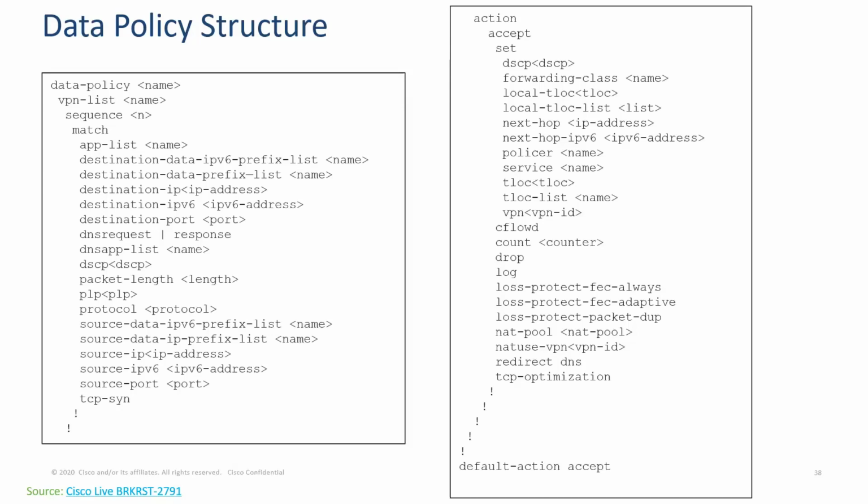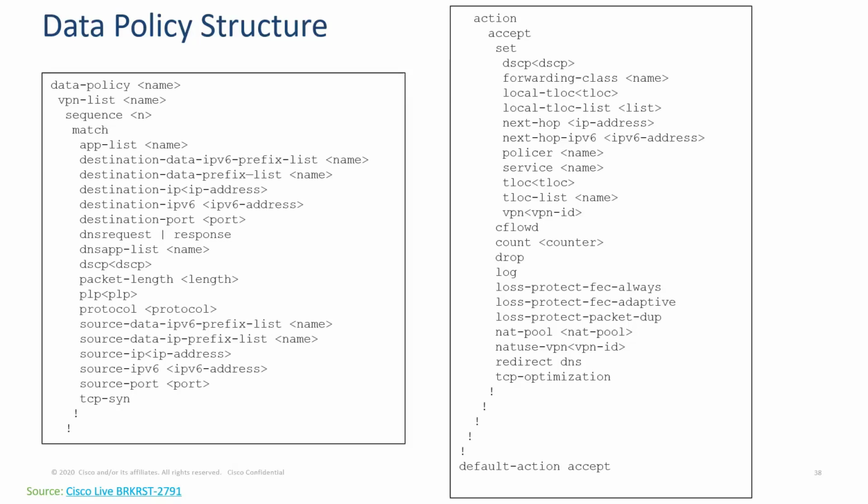You can match on a lot of different things here. There is the application list, where you're going to use a DPI engine to match on applications. You can match on different prefixes, and you can match on DSCP values, protocols, and prefixes. And then you're going to have an action, which could be to set the DSCP value or set the forwarding class, which is used for QoS. You can also set a local TLOC for doing a local breakout, or you can set a remote TLOC to force traffic to a specific site. And those are the most common things you will do in a centralized data policy.